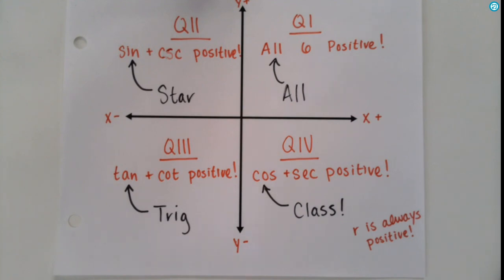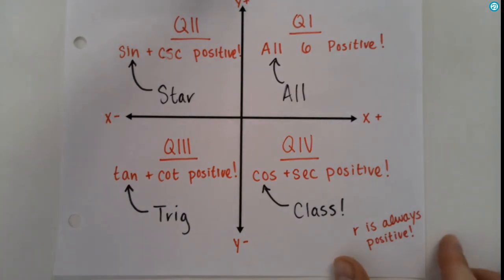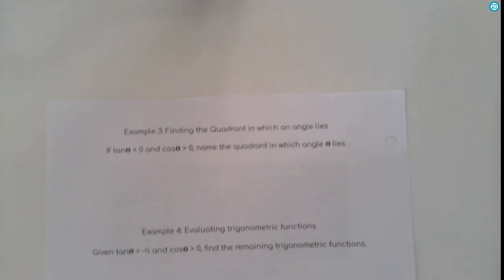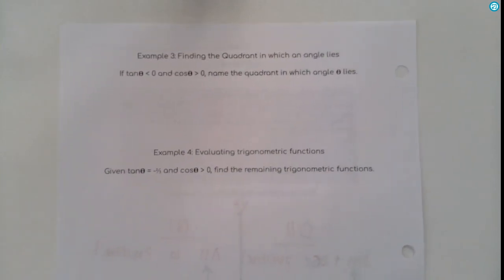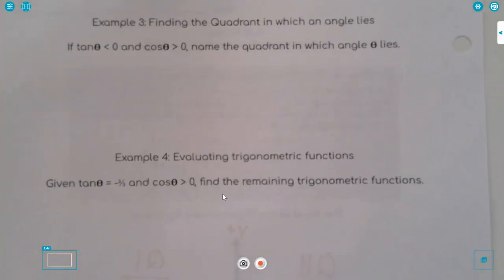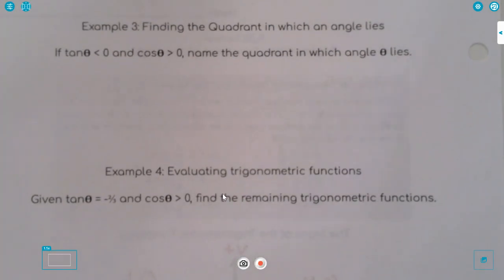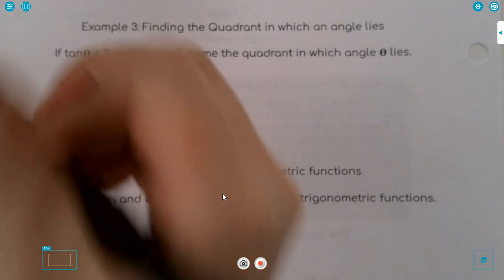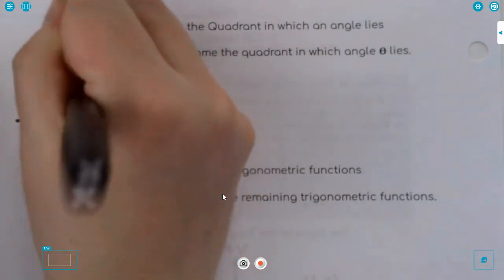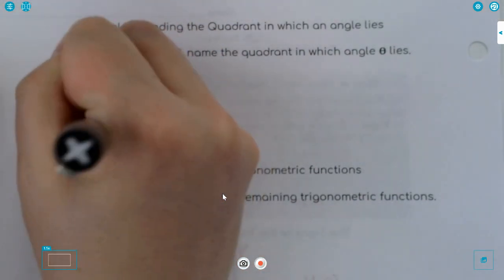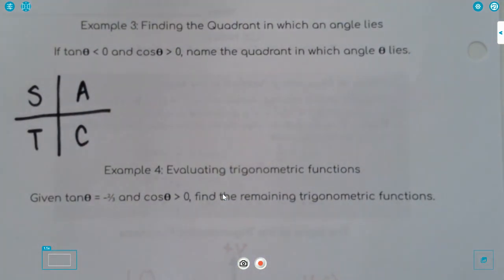Okay, so that's all. Flip this over. We've got 2 examples on the back. Your assignment has 6 problems on it. The first 3 problems are like the first example, where it says, figure out which quadrant the angle is in. So we are told that tangent is negative and cosine is positive, because tangent is less than 0 and cosine is greater than 0. So I'm going to real quick right here, just write A, S, T, C. That's going to help me out.